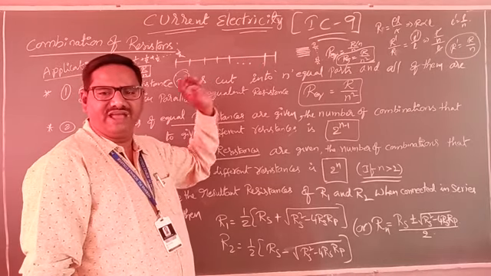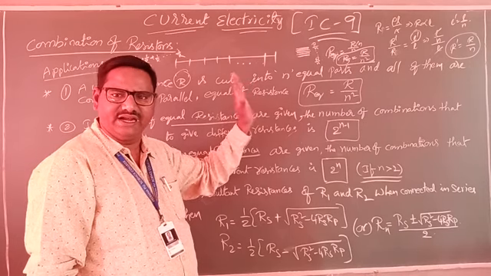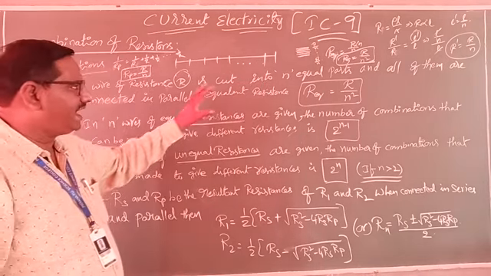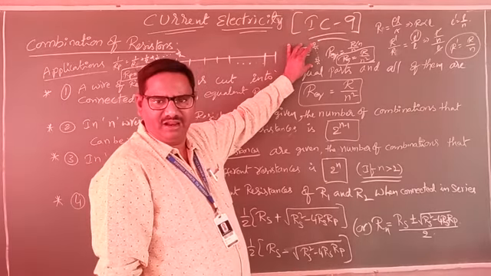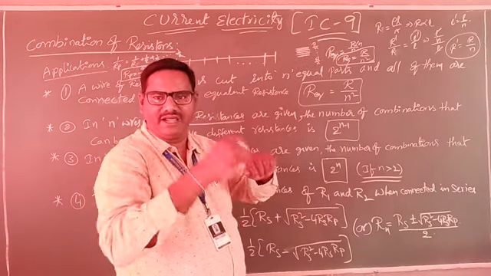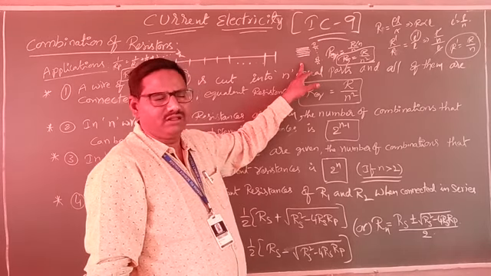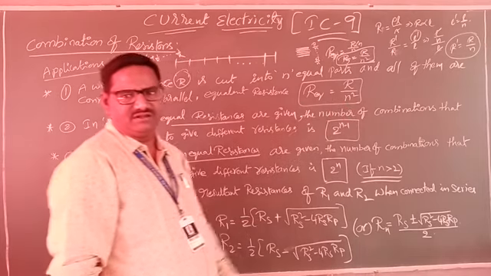If we have a long wire of resistance R, and it is cut into n equal pieces, then they are arranged as a bundle. Arranged as a bundle means parallel; they are tied as a bundle, which is nothing but a parallel combination. Clear? Then the equivalent resistance R equivalent equals R by n square.